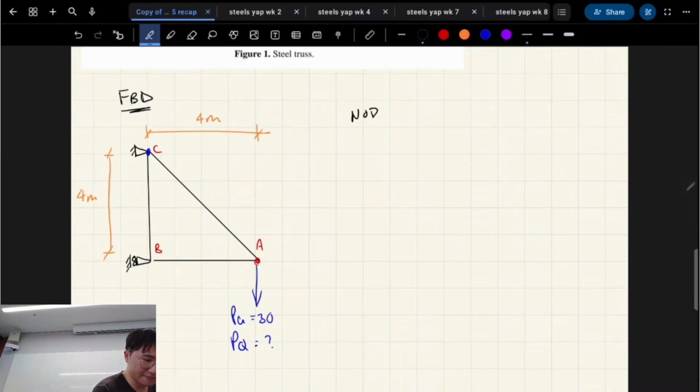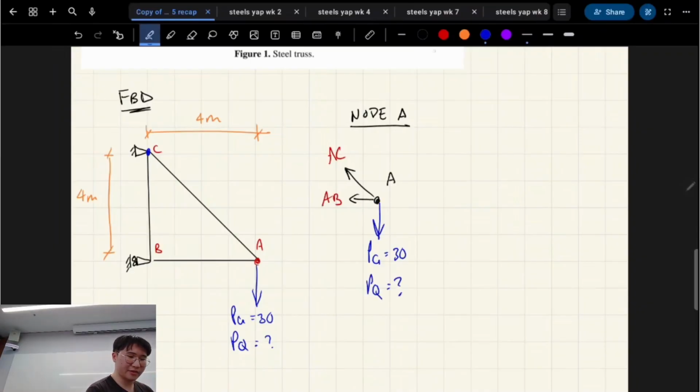Let's analyze node A. So at node A, here's what we've got going on, right? We have an unknown, AC. We have an unknown, AB. We have force P, G and Q, all unknown.